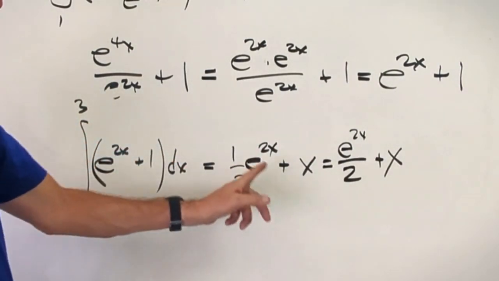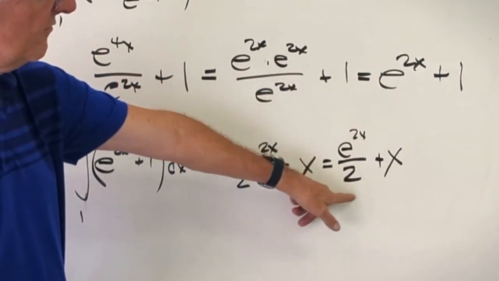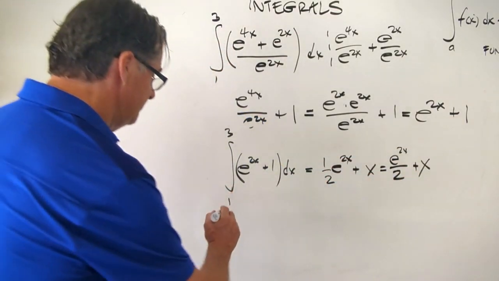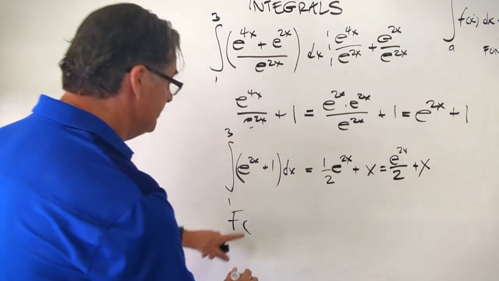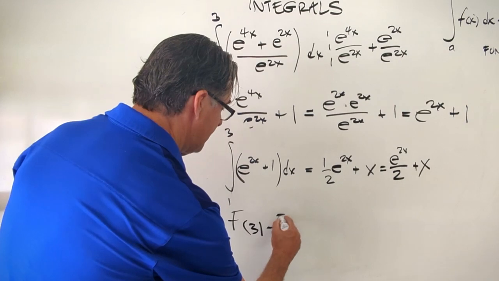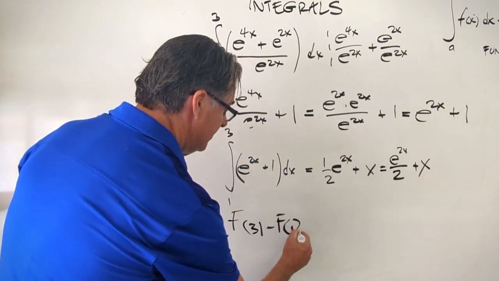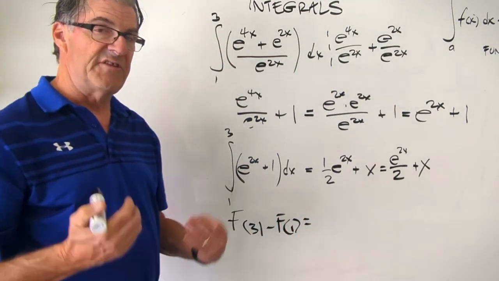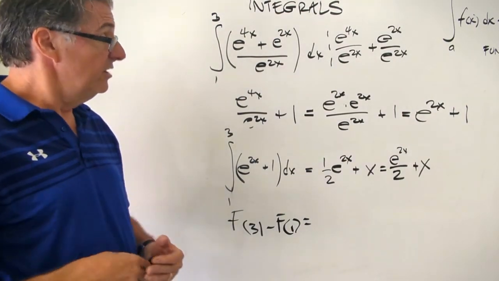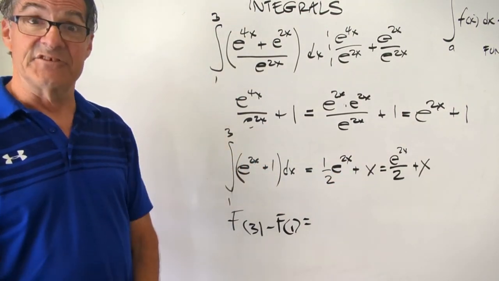So I'm going to simplify this down a little bit. I have e to the 2x over 2 plus x. So now what you need to do is do your big F of b, which for us is 3, minus our big F of 1. So go ahead and do a plug-in step and crunch that one down. Remember, we're in paper 1 land, so no calculator, so you're going to have an e in your answer.